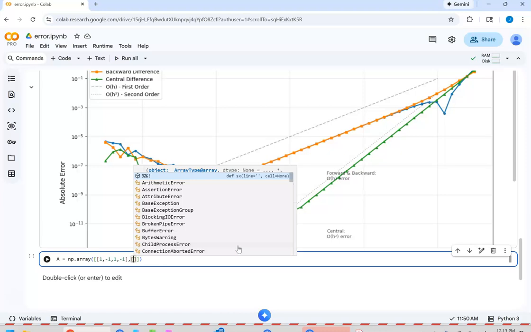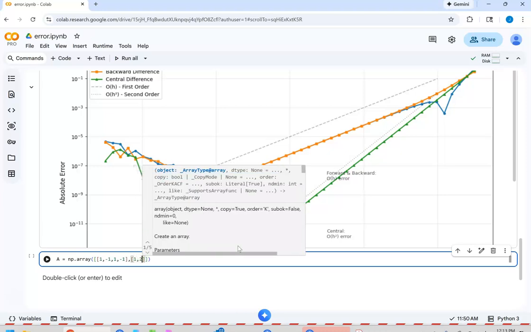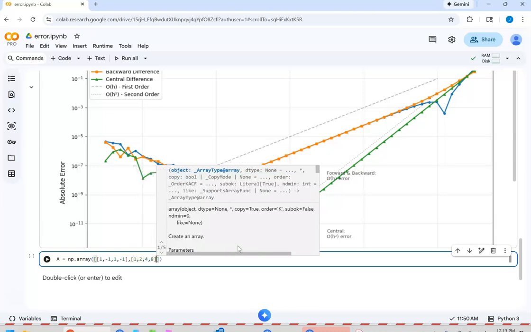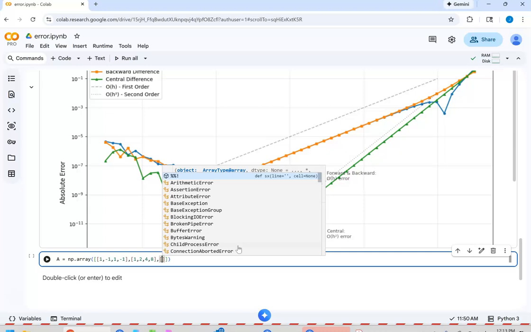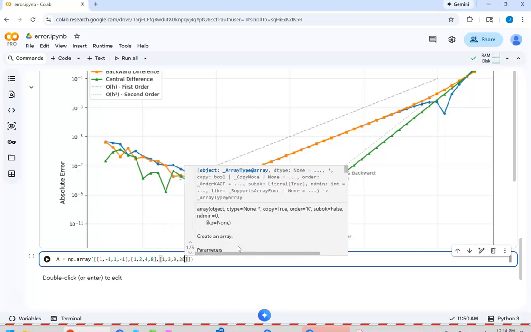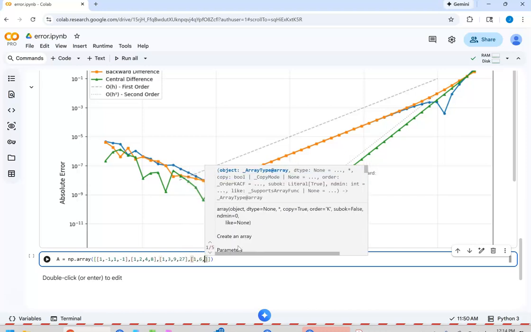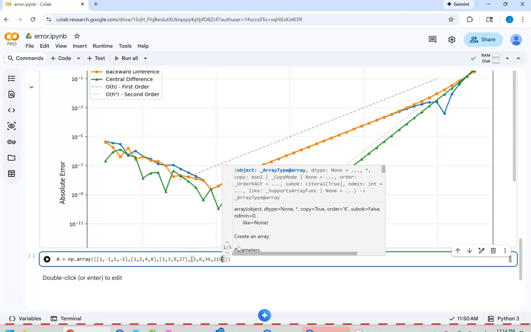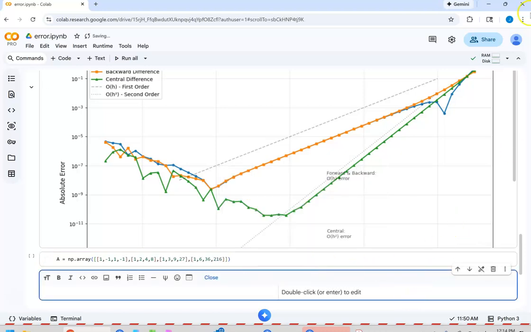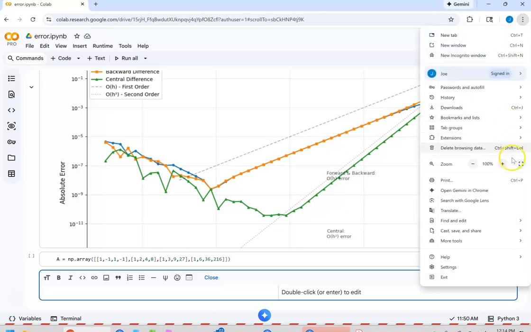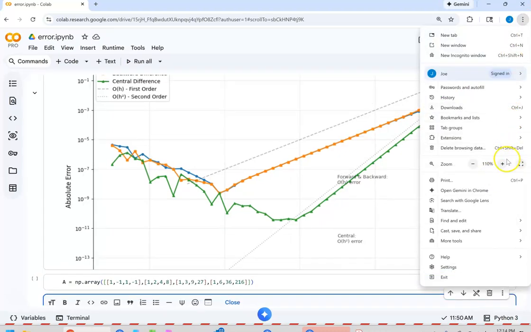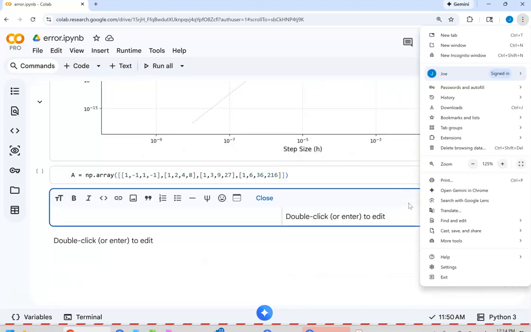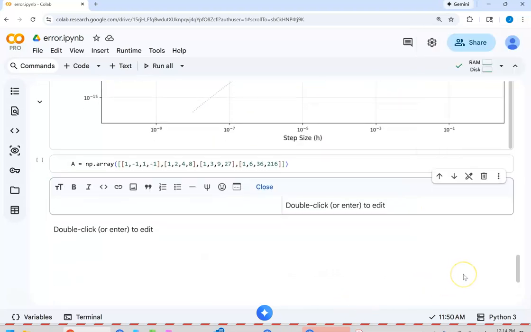Do the same thing for the next one. I would have a 1, a 2, a 4, and an 8. The next one I would have a 1, a 3, a 9, and a 27. And then finally, the last one would be a 1, a 6, a 36, and a 216. Is that a little bit easier to see?